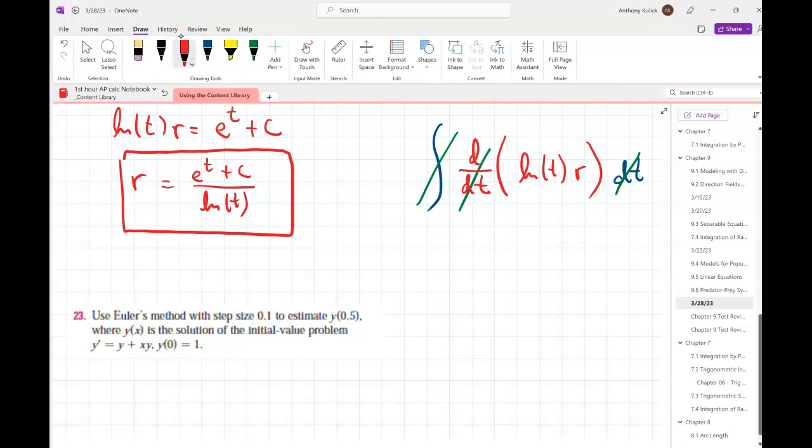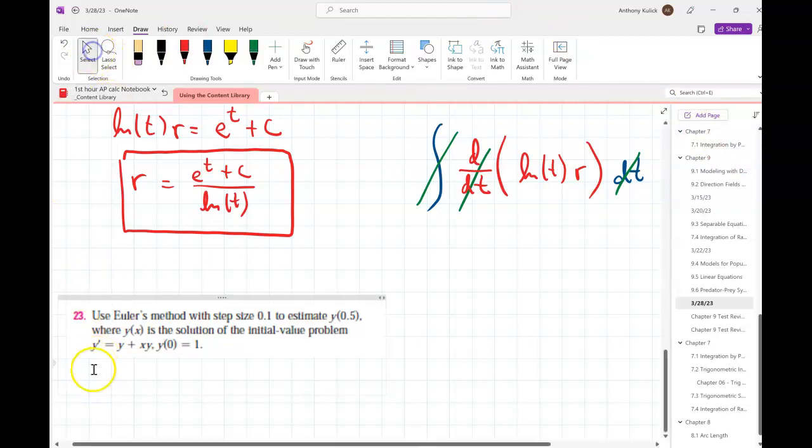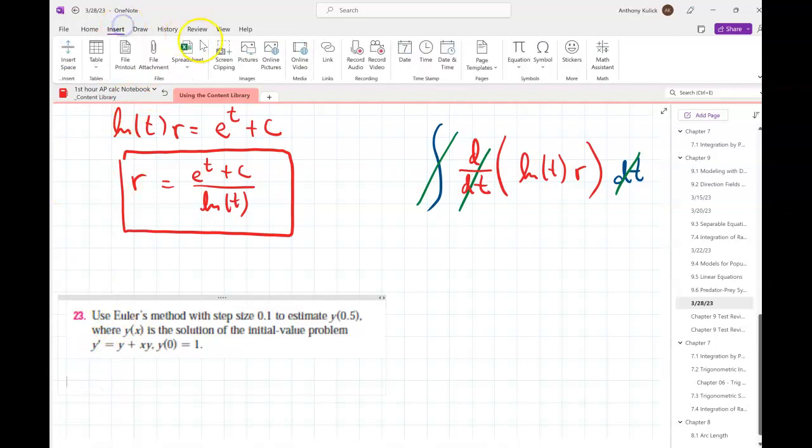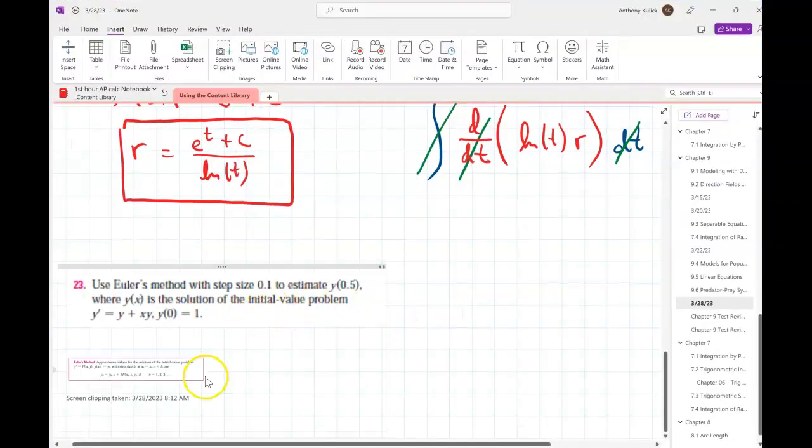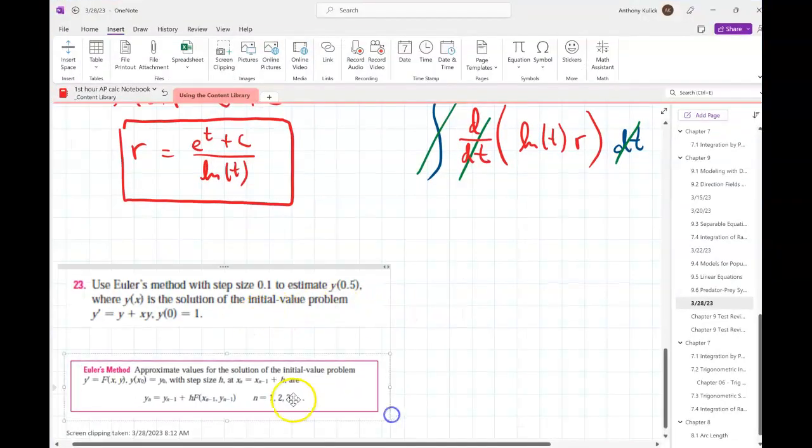Use Euler's method with step size 0.1 to estimate y of 0.5, where y of x is the solution to the initial value problem y prime equals y plus xy, where my initial condition is y of 0 is equal to 1. So to do this, I'm going to be using my Euler's method formula that we talked about in this section.